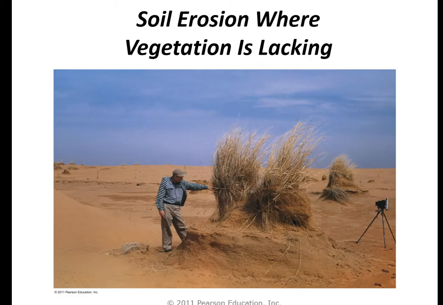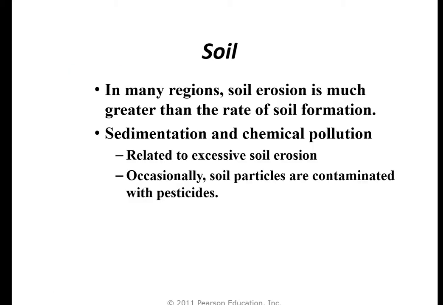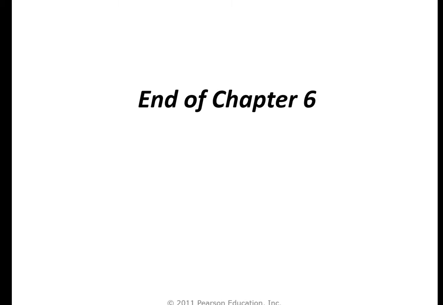So where the vegetation is lacking, here in a desert or plain, the soil erosion is very high. In many regions, the soil erosion is much greater than the rate of soil formation. And in this place, we have sedimentation and chemical pollution related to the excessive soil erosion. And occasionally, soil particles are contaminated with pesticides from downsloping farms.